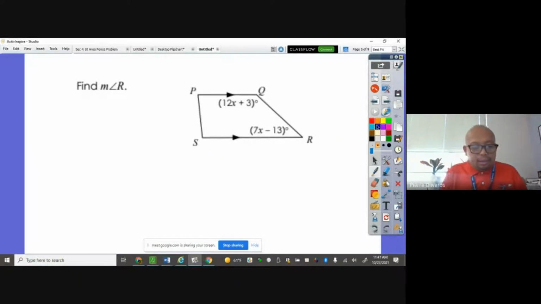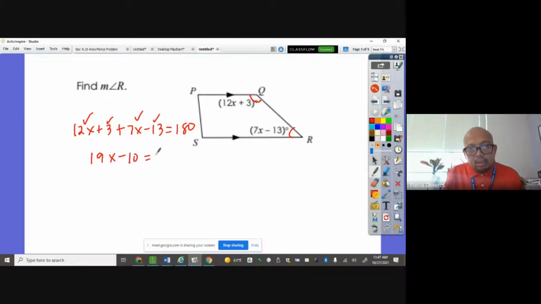Next, how do you find angle R here? We know again that this one here is not defined to be an isosceles. So we know that Q and R are supplementary. Therefore, 12x plus 3 plus 7x minus 13 should be equal to 180. 12x plus 7x is 19x, plus 3 minus 13 is minus 10, equal to 180. Add 10 on both sides, that will give you 19x equals 190. So therefore, x equals 10.